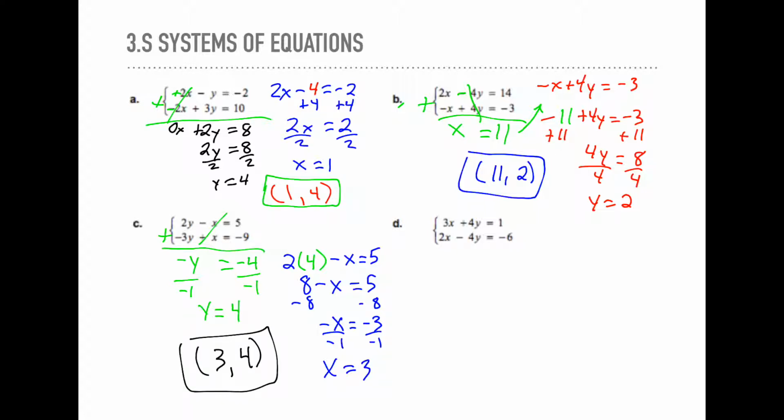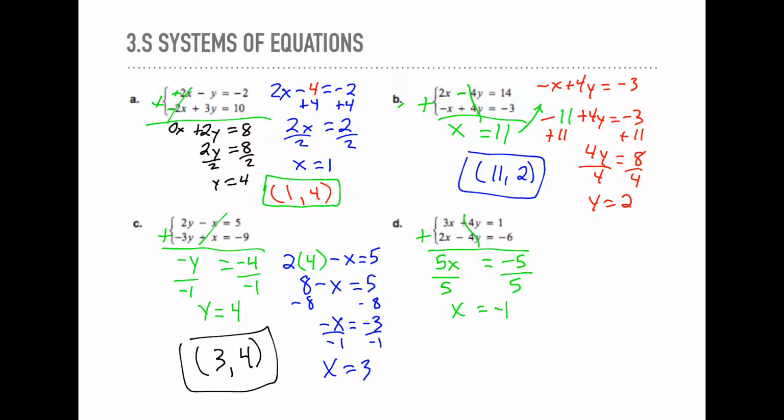And last but not least, question D. Once again, we're going to eliminate this, add them together. 3x plus 2x is going to be 5x. A positive 4y minus 4y, those are going to eliminate. A 1 plus a negative 6 is going to equal negative 5. One quick last step here, divide by 5. X equals negative 1. Remember, you can always pause the video if I'm moving a little too fast so that you can catch up.